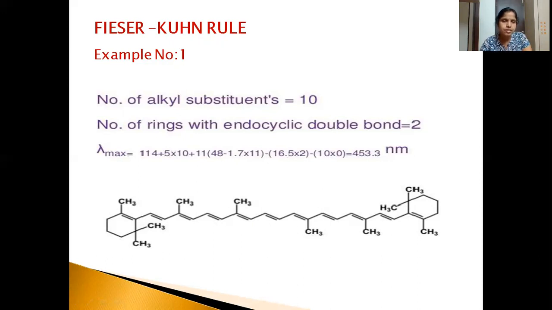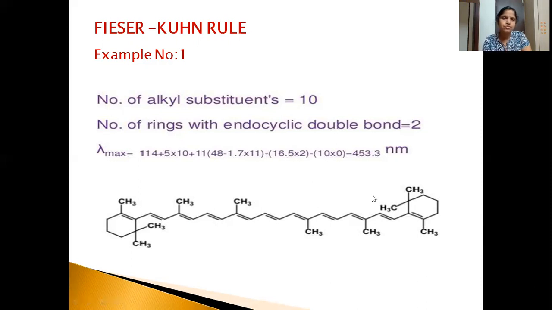Then how many rings are there with endocyclic double bonds? Endo means the double bond present inside the ring. In this ring, one double bond is present inside the ring. This is one endocyclic double bond here. And in the other ring also there is one endocyclic double bond. So there are 2 endocyclic double bonds.